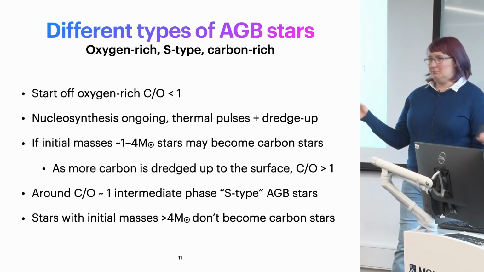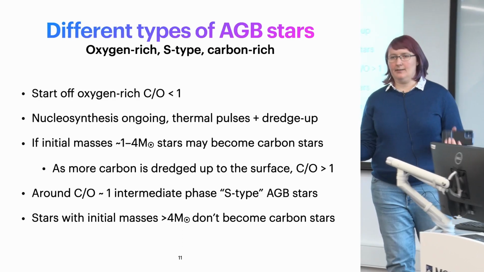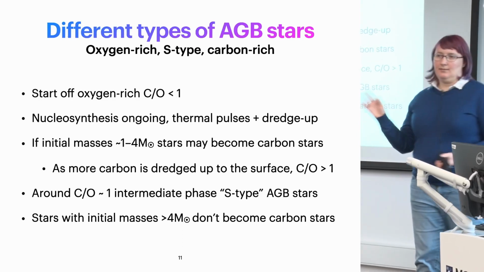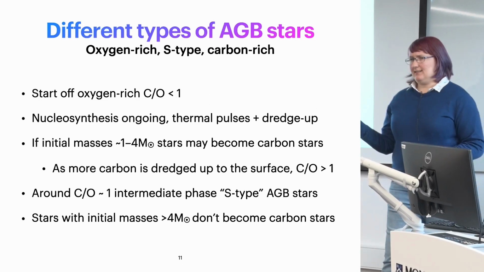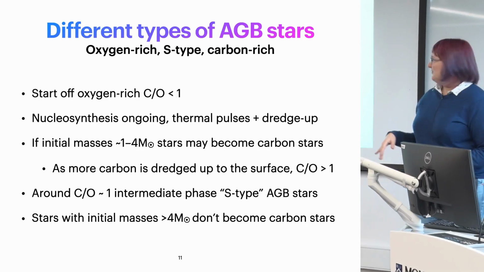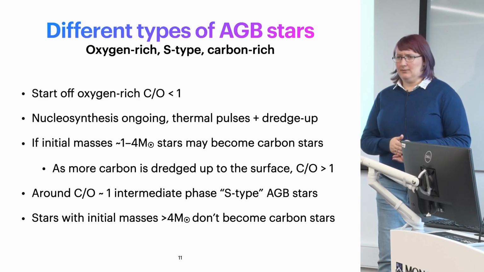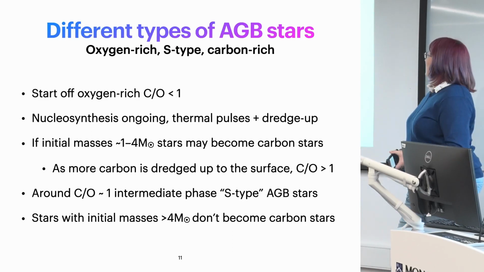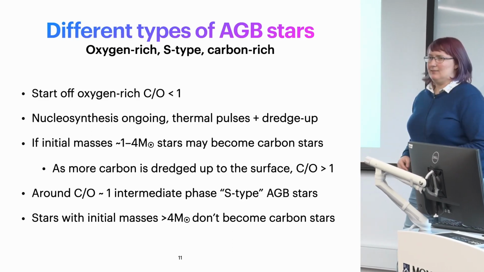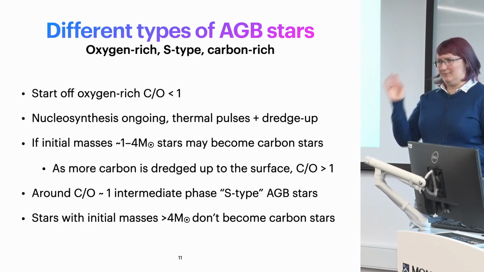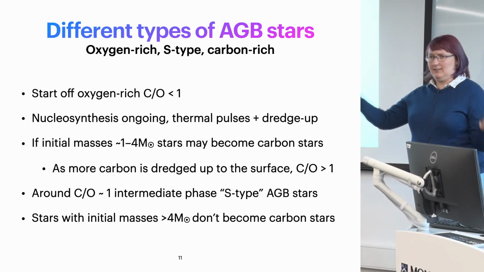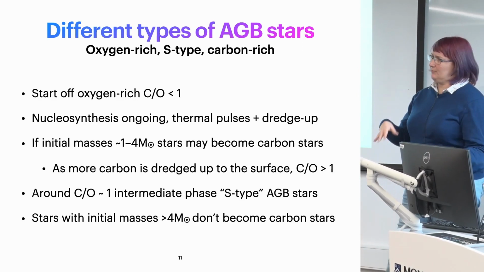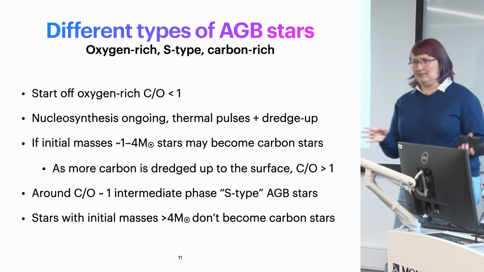So back to AGB stars a bit more generally. There are 3 types, chemically speaking, of AGB stars. Oxygen-rich AGB stars, S-type, and carbon-rich AGB stars. Sometimes the oxygen-rich ones are also called M stars, for sort of historic reasons or from the stellar spectral classification. So generally speaking, all stars, when they start off on the AGB, should be oxygen-rich, unless something particularly strange has happened to them.